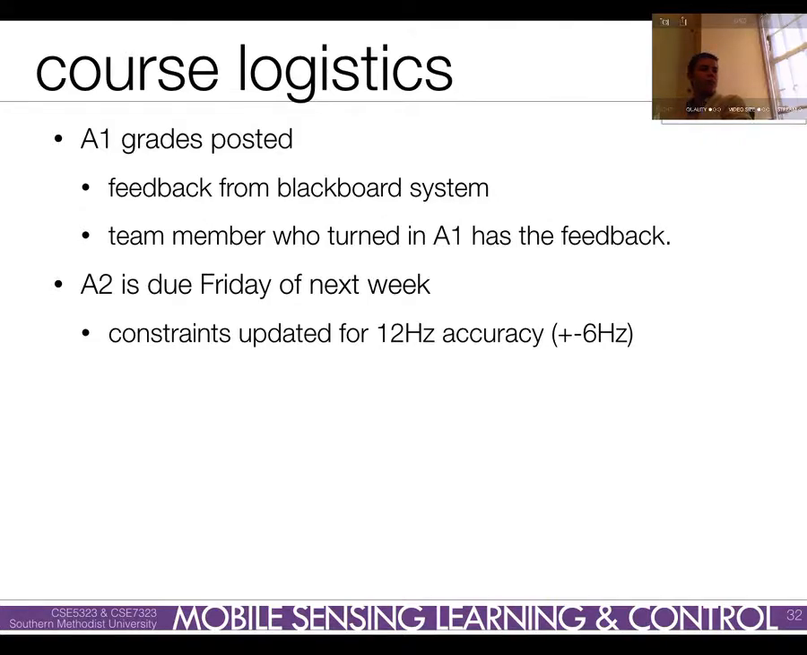Moving on from that. A2, we talked about it last time. It is due Friday of next week. I updated the constraints on the website so that when you're trying to pick out two different tones that are in there, it is plus or minus 6 hertz, which means 12 hertz accuracy. So I'm hoping that that's a lot clearer now for everybody on the constraints for this next time.